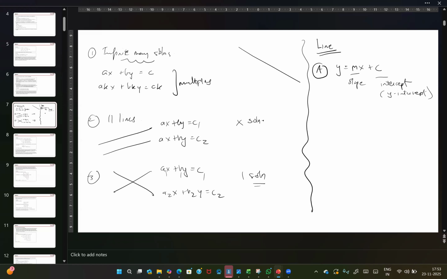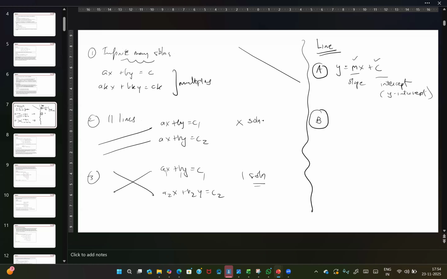Correct. This comes when you put x equal to 0, so y equal to c. So this is the slope-intercept format. That's one way of interpreting the line equation or writing it. This we will use when we know both the slope and the intercept.